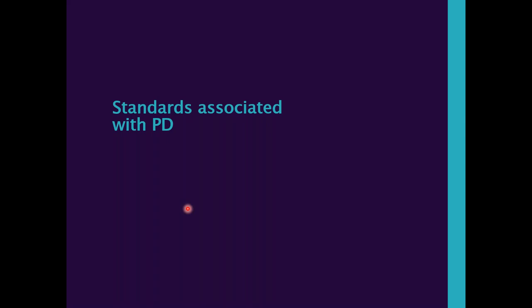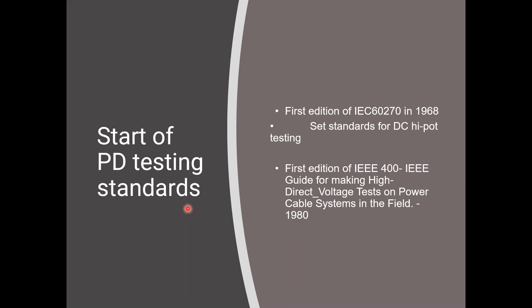So, standards associated with partial discharge. There are a few of them. There are more coming. The start of PD testing standards, the first edition, was IEC 60270 in 1968. It really set the standards for DC high pot testing. Back in '68, most of the cables were lead impregnated paper cables, so DC high pot testing was okay. Slowly they started to get into the extruded cables, and the 60270 started addressing that in later editions.